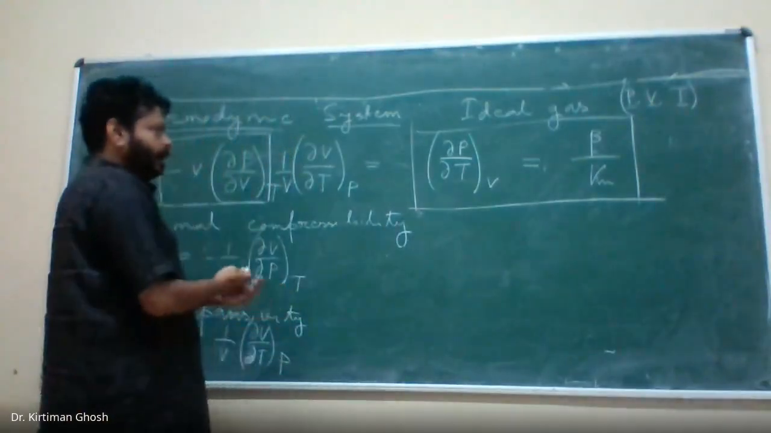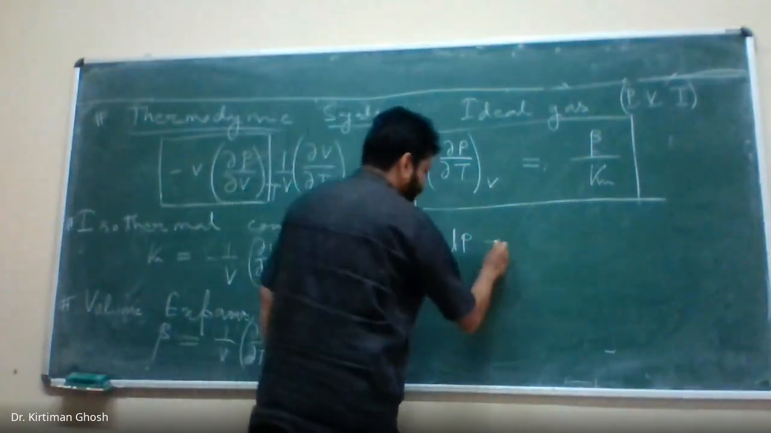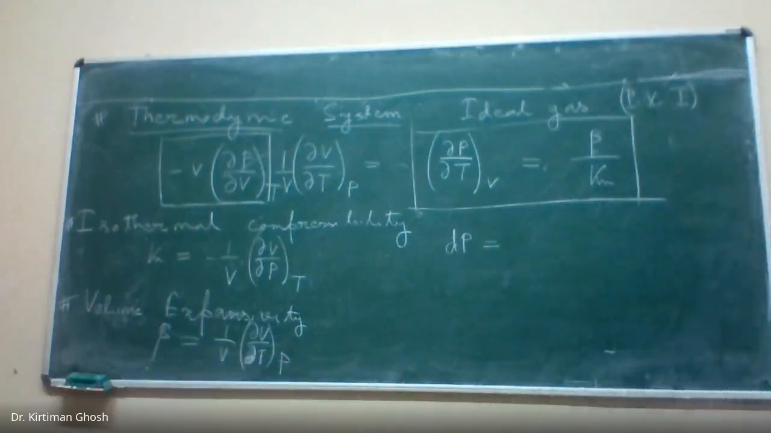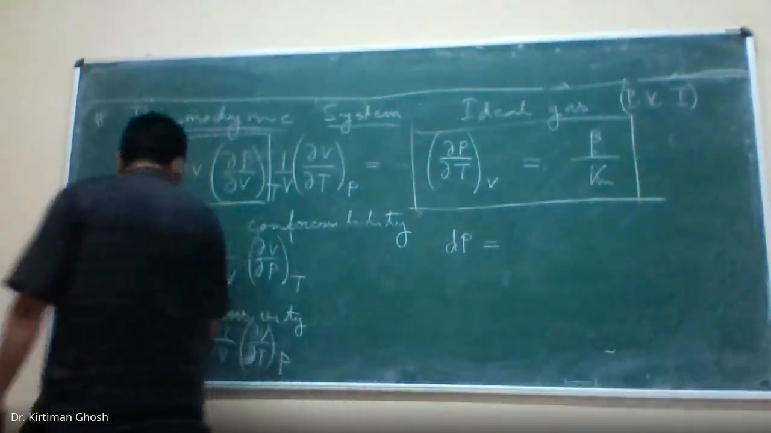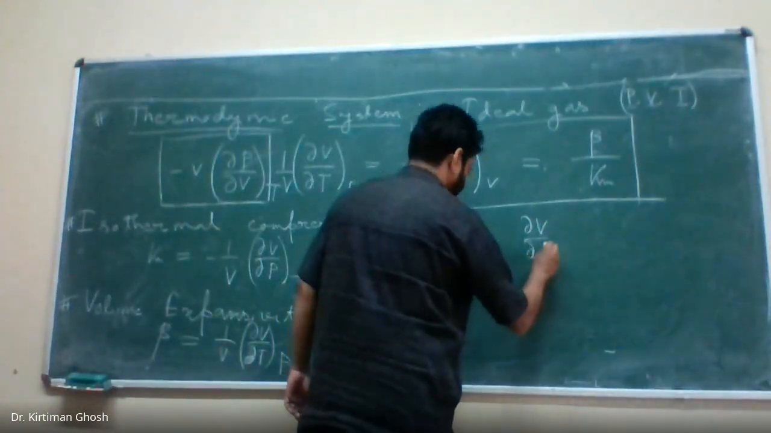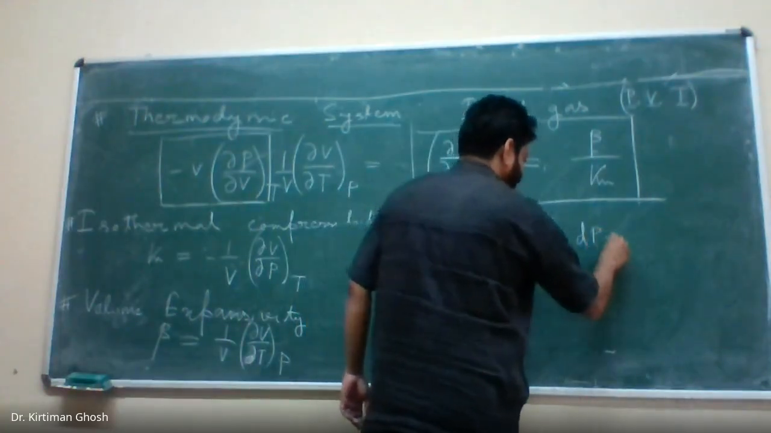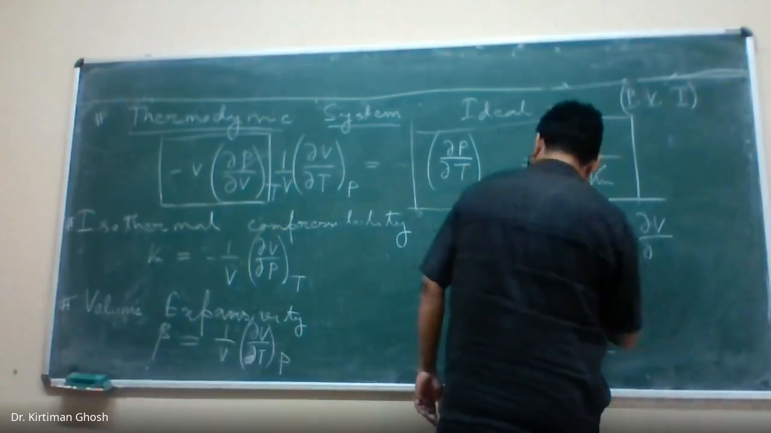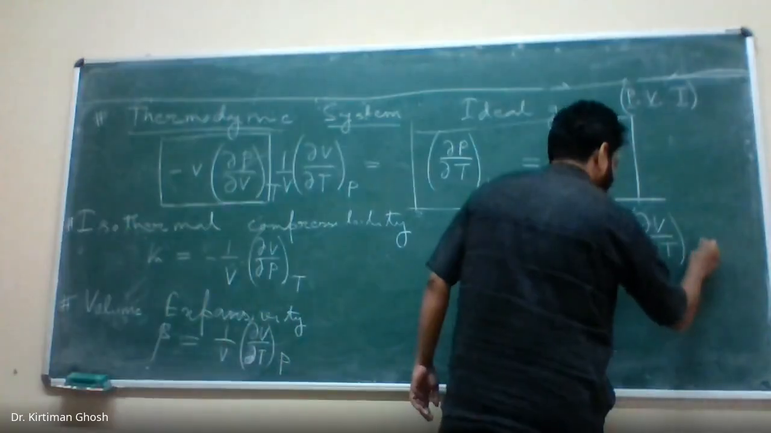So let us do some little calculation. I can write down my dP, the change in pressure. Since there is a relation involving P, V and T, I can assume that the pressure of this gas cylinder is a function of volume and temperature. So dP can be written as (∂P/∂V) at constant temperature dV plus (∂P/∂T) at constant V dT.